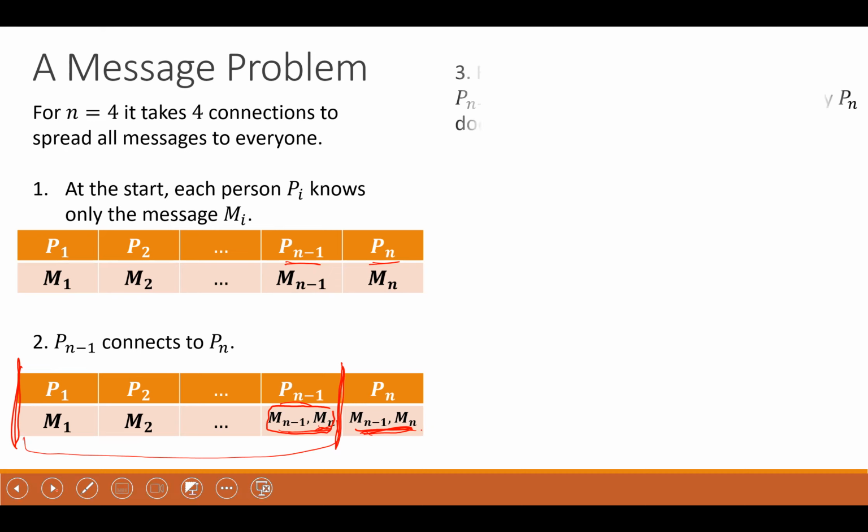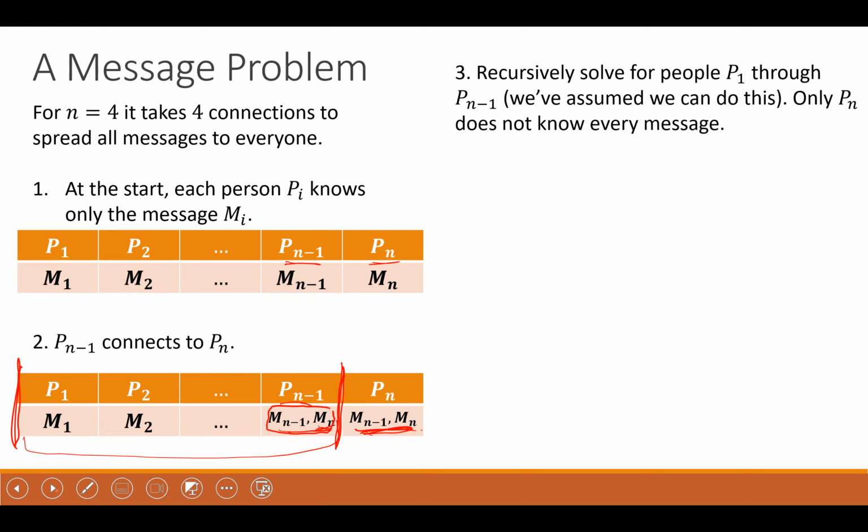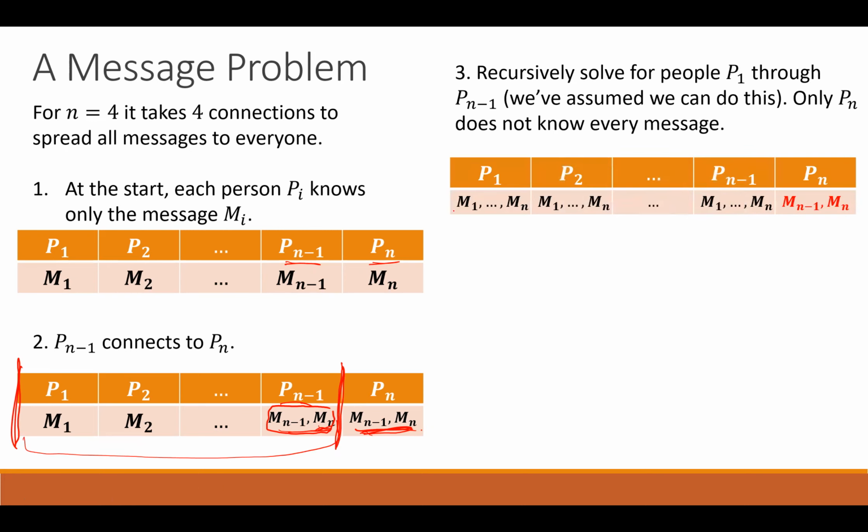All right, so then we make our recursive call. We assumed we can solve it, and then our recursive call works. So now everybody in the first n minus 1 people know all of the messages at this point. That makes sense?